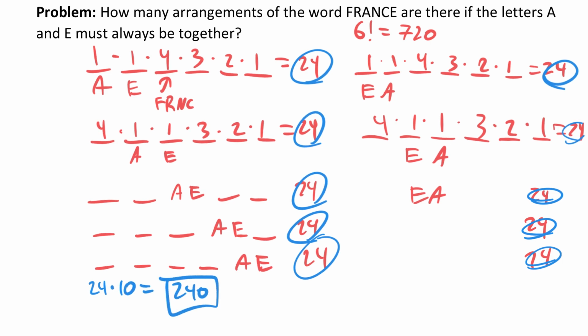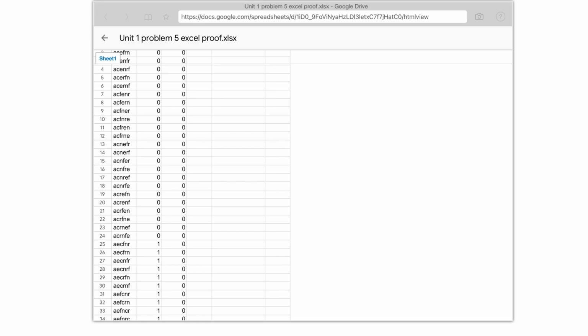So we're thinking the answer is 240, but I mean, we should probably check this. So let's see if we can get a supercomputer to solve this. All right, so here we have an Excel file, and this has created all the different combinations that we could have.